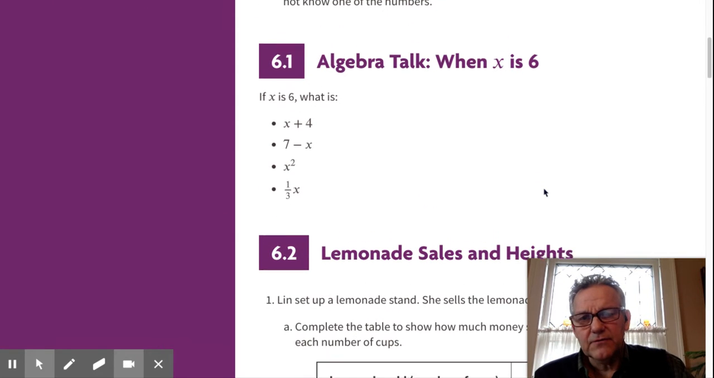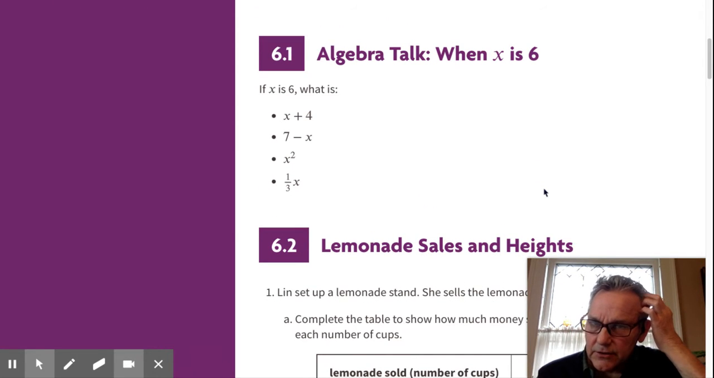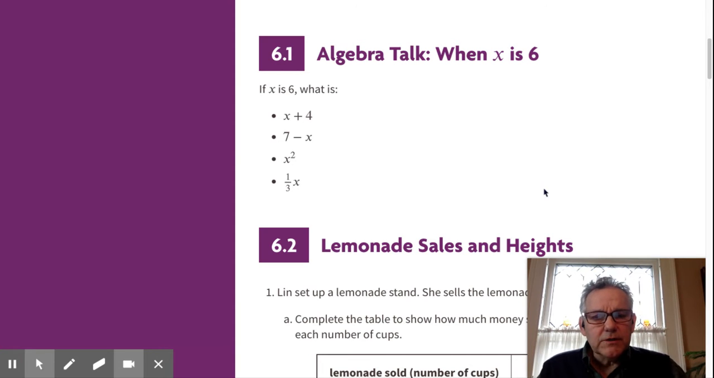So in the first section here, 6.1, we are going to simply make a substitution for 6 wherever x is. So in the first problem, as you can see here, we're going to substitute 6 where x is. Same with the second, third, and fourth problems. I'm going to pause, and I suggest that you pause as well in order to do that now, and then we'll go over the answers together.